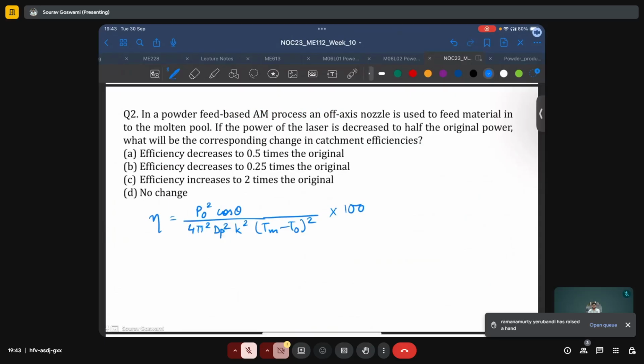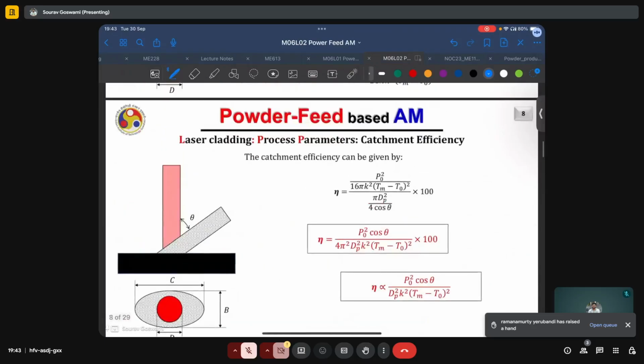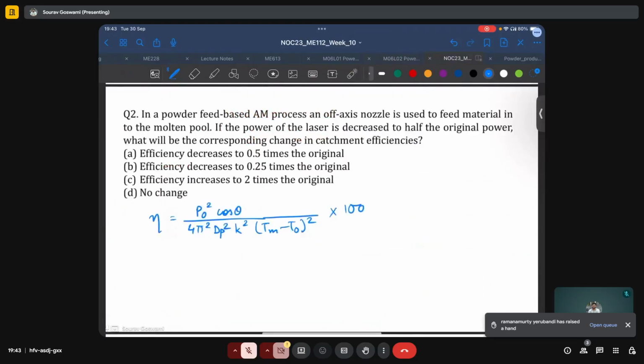P naught is the laser power absorbed by the material. Theta is the angle made, I believe, with the vertical by the powder stream. dp is the diameter of the powder tube. K is the thermal conductivity. Tm is the melting temperature. T naught is the ambient temperature. And here we are asked to gauge the effect of change in one of these process or material properties on the catchment efficiency.